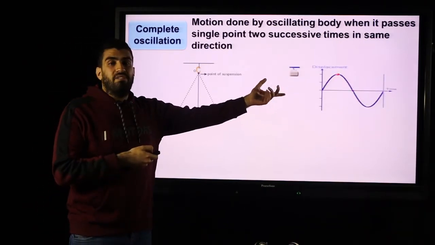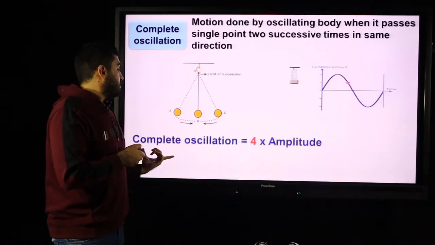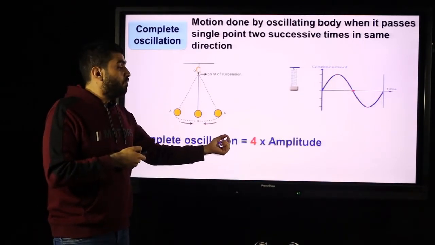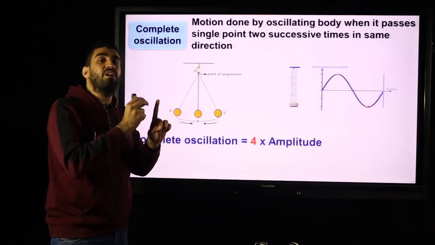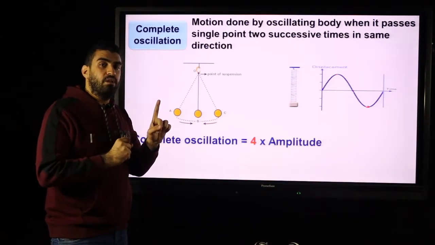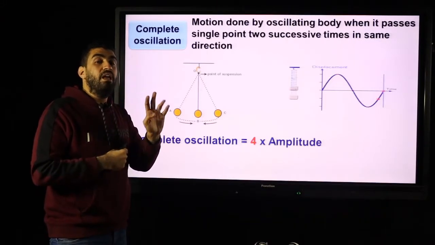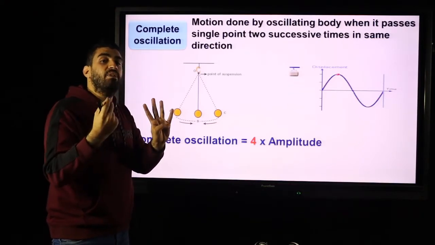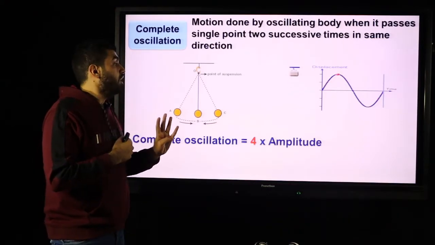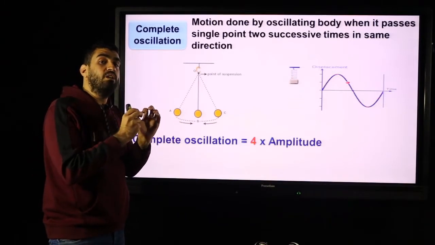which will be represented by this graph. And again, complete oscillation equals 4 times the amplitude. If I have 1 amplitude, I have a quarter of a complete oscillation. If I have 2 amplitudes, I have half a complete oscillation. If I have 4 successive amplitudes, I have 1 complete oscillation.